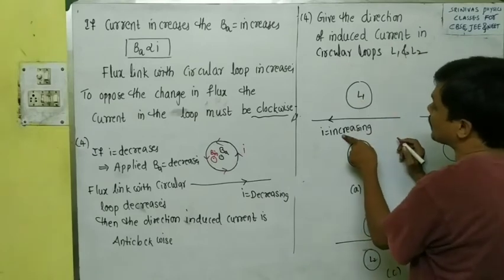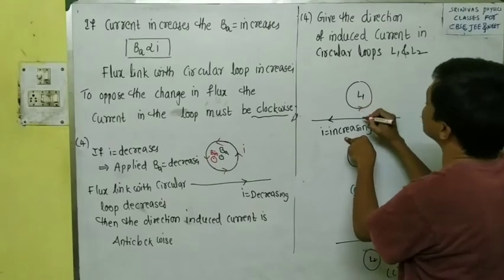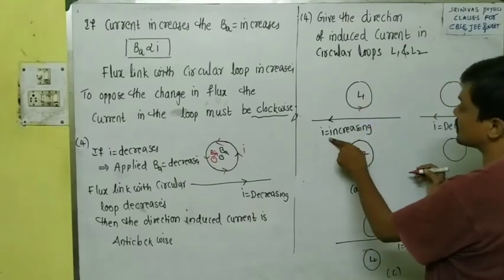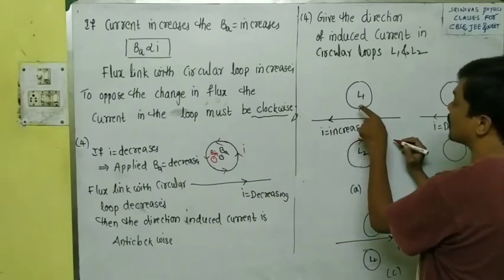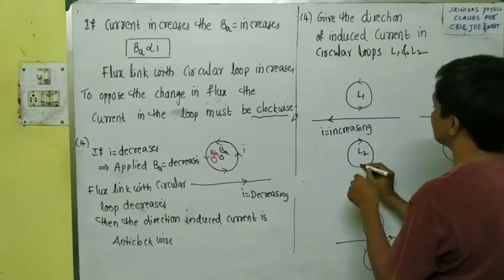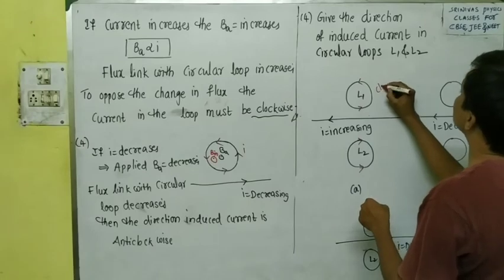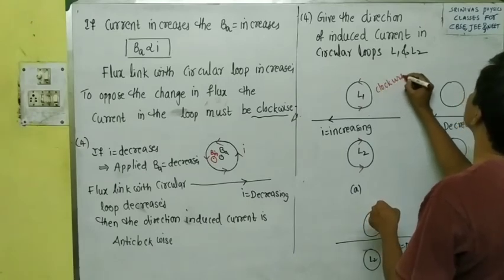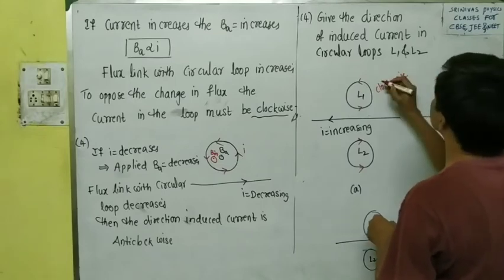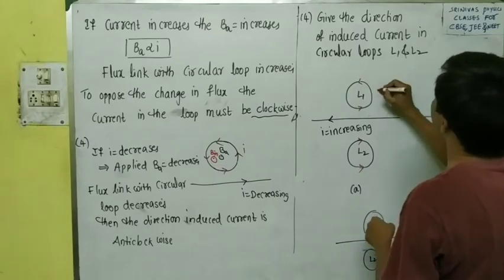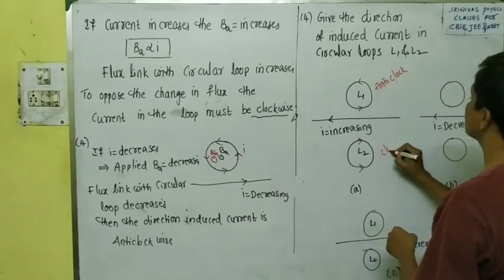Then when the current increases, the induced current should oppose it, so opposite current will generate here. You should remember: here current is increasing, here opposite current will generate. This is the right side, that's why here the induced current is on the left side. Like this. Right? That means in L1 the induced current is clockwise, and in this one it is anti-clockwise, and here it is clockwise.